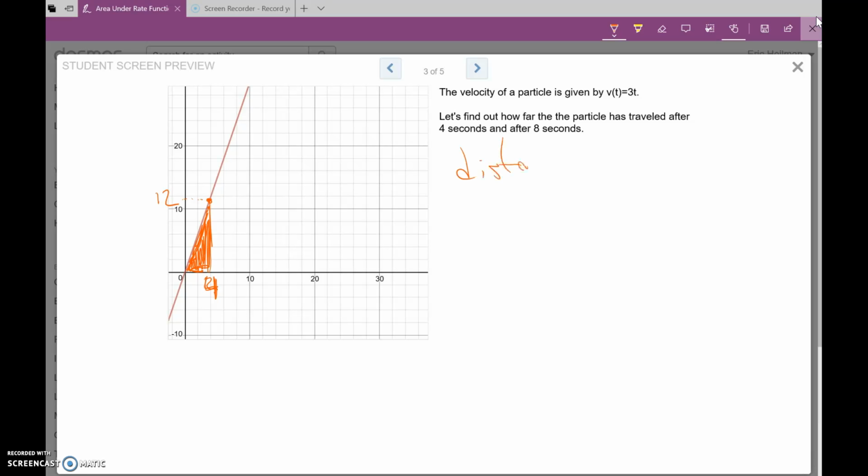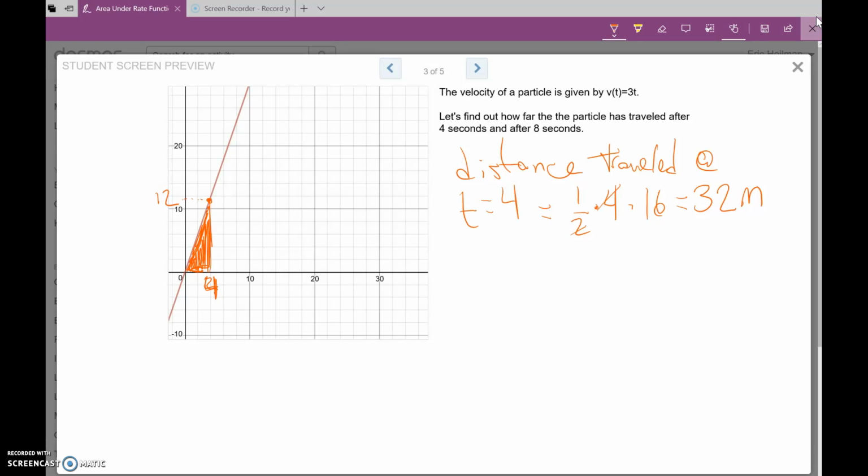So the area of this triangle, the distance traveled at t equals 4, is 1/2 times 4. The base of this triangle is 4. The height is 12. And we get 24. All right. Okay, so the total distance traveled after 4 seconds is 32 meters.